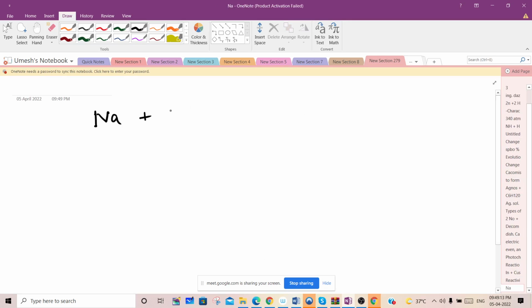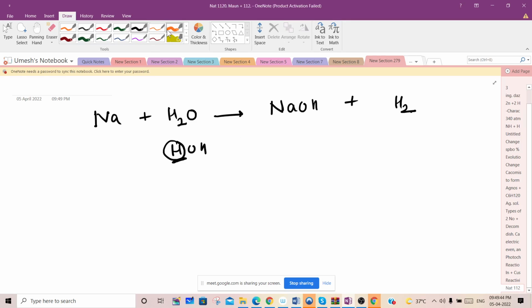Sodium plus water. Water means HOH. It means out of the hydrogen and the sodium, which is more reactive? Tell me, from the series, you tell me. Sodium is more reactive than hydrogen. So that will displace this hydrogen here and forms here NaOH plus H2. Now you can balance the equation. Can you balance it?